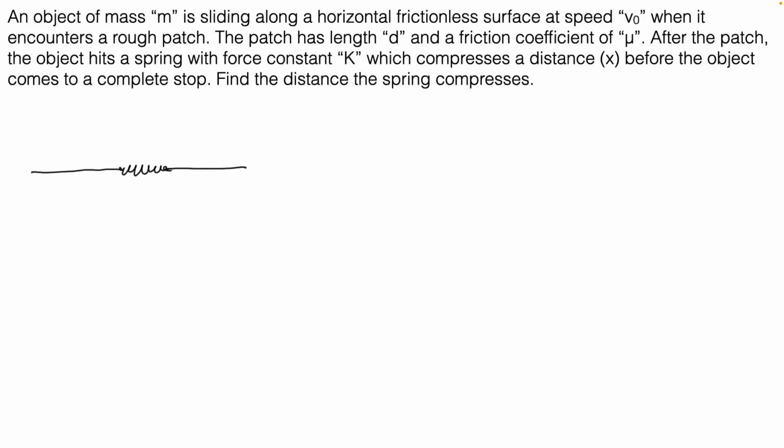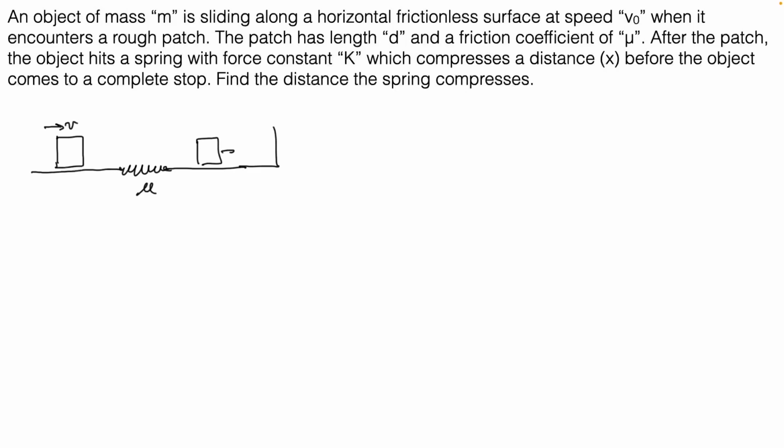So the object is sliding along, moving at some speed v. When it hits this rough patch, where there is friction, and they give us the coefficient, what kind of friction will it be? It's kinetic sliding, so there's going to be work done by friction there. It's going to take some energy away from the system.